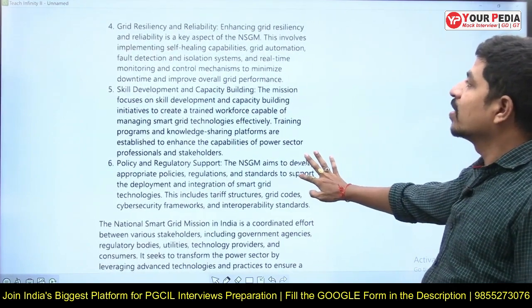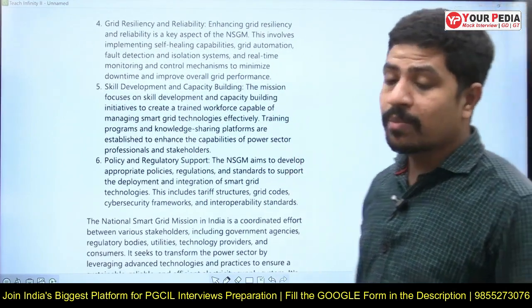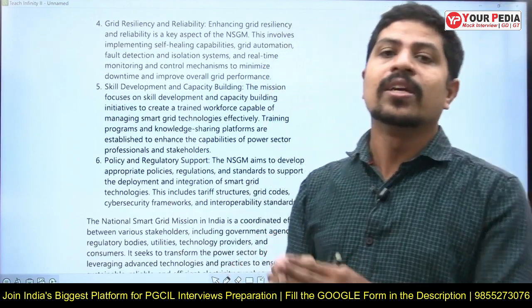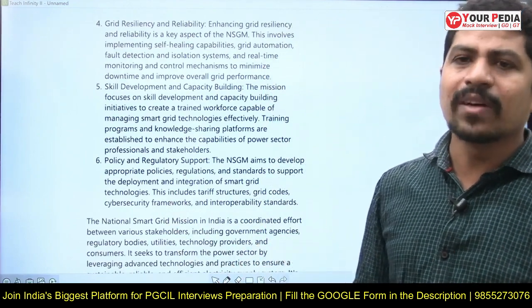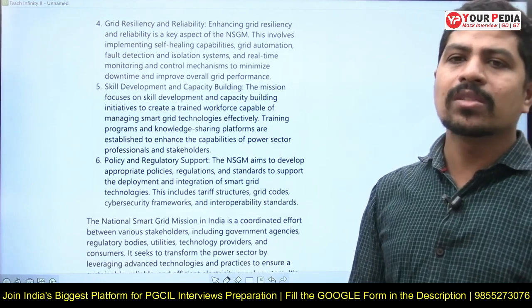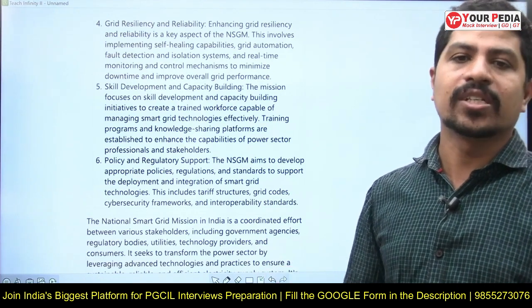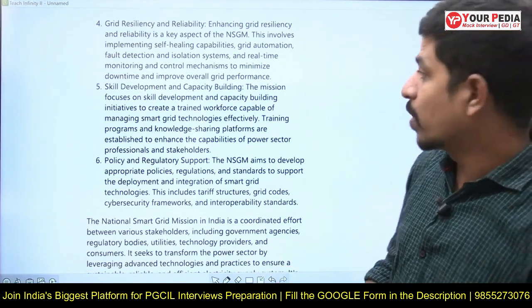Grid resiliency and reliability. This is also very important. Reliability of power supply is very important. Suppose if you take a city with lots of frequent power cuts, nobody wants to live in that particular city. Reliability of power supply is very important.